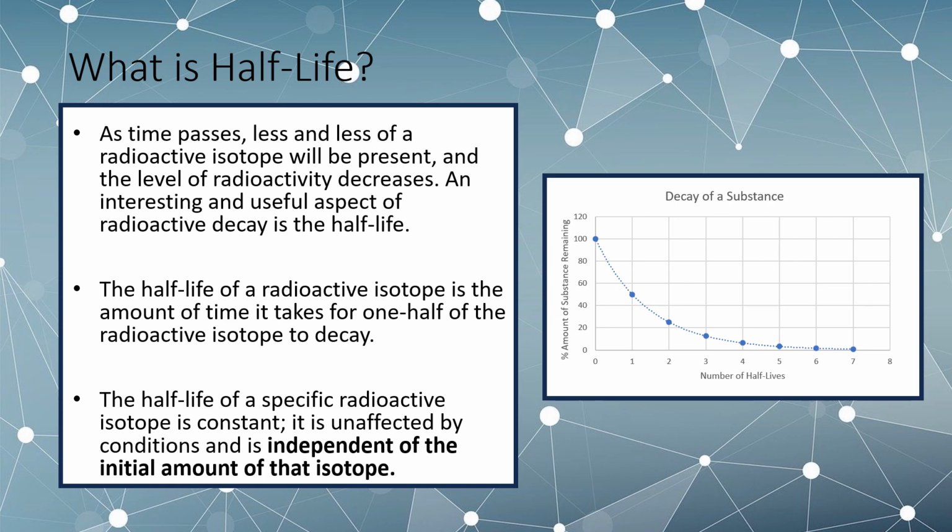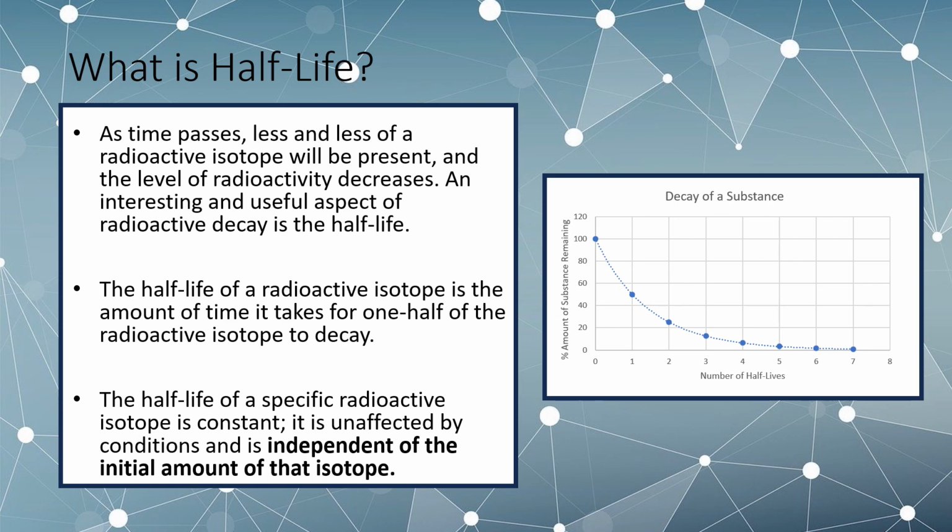The half-life of a radioactive isotope is simply the amount of time it takes for 1/2 of that radioactive isotope to decay. The half-life of a specific radioactive isotope is constant, meaning it is unaffected by the conditions around it, and it is independent of the initial amount of that isotope.